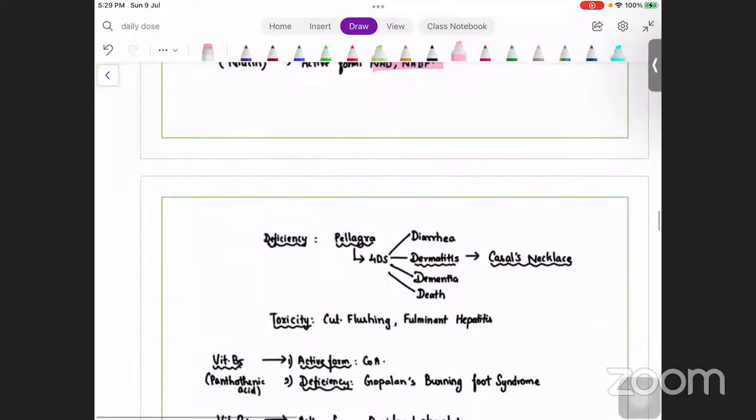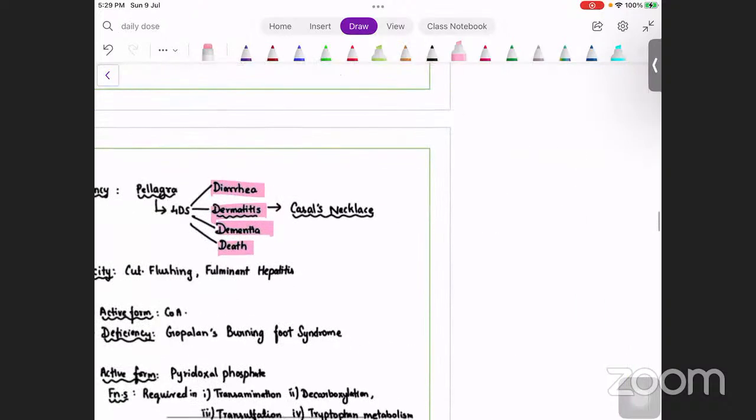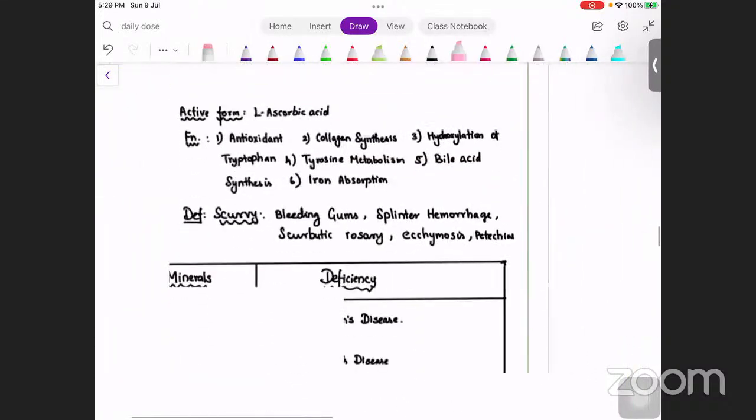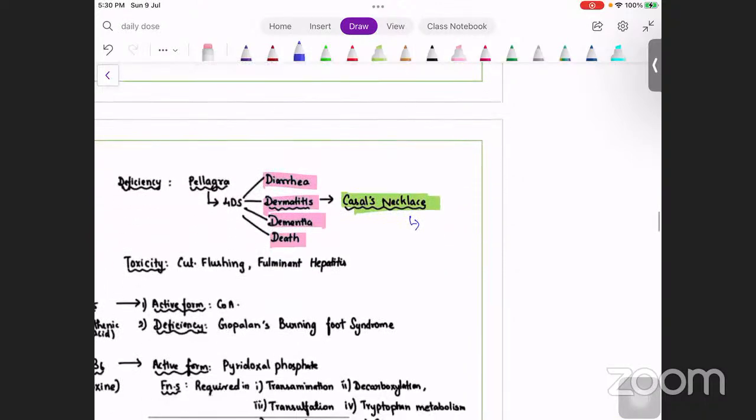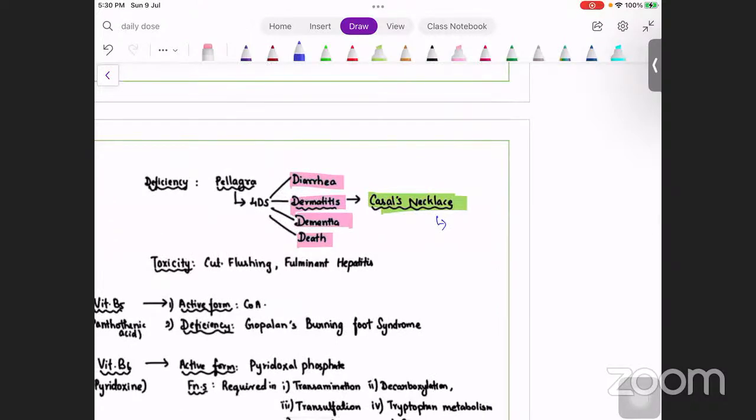Active form is NAD and NADP, while deficiency causes pellagra, the 4 Ds of pellagra: diarrhea, dermatitis, dementia, and death. Among these, the dermatitis will be in the Casal's necklace pattern. You have to remember that. So Casal's necklace is due to vitamin B3 deficiency. Toxicity causes cutaneous flushing and fulminant hepatitis. Very, very important MCQ.